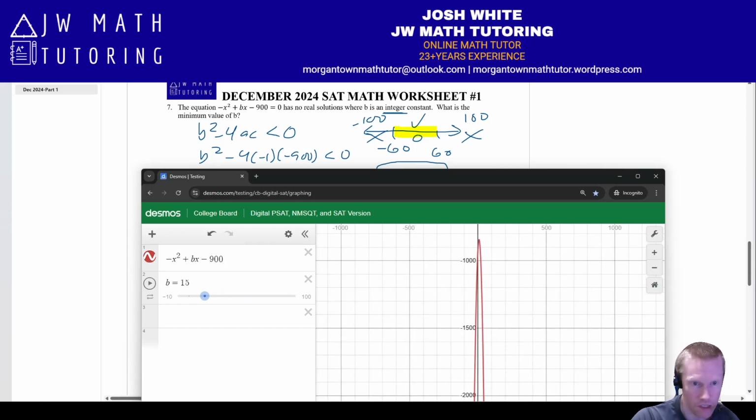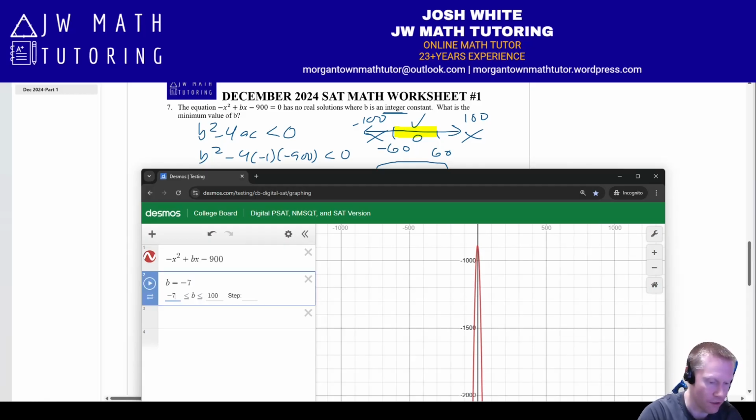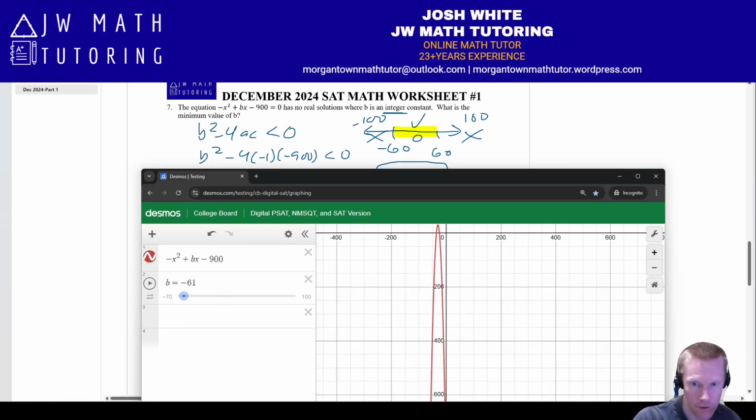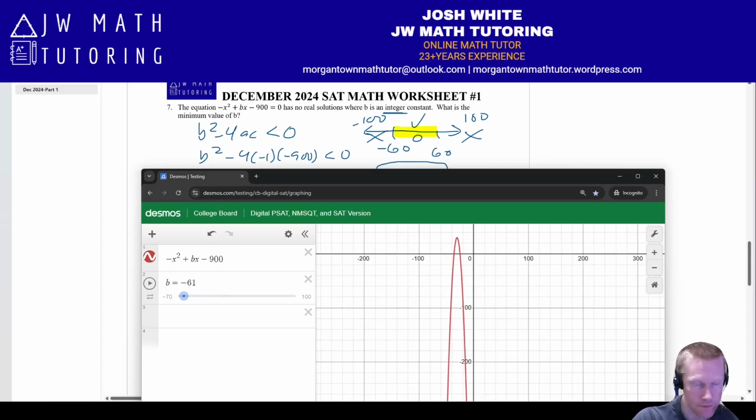And essentially what's going to happen is when you cross 0, it's going to start going up on the other side. There we go. Okay. So notice negative 60, it's touching the x-axis. There is one real solution. So this is not the answer because we're told this equation has no real solutions.